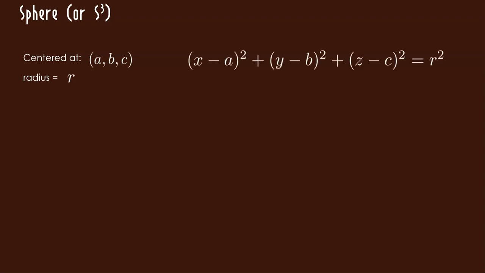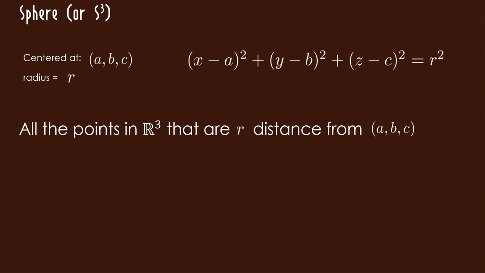The formula for that is (x minus a) squared plus (y minus b) squared plus (z minus c) squared equals r squared. So just like the circle, but with 1 extra coordinate. All points in R3 that are r distance from (a, b, c). So let's play with a couple.